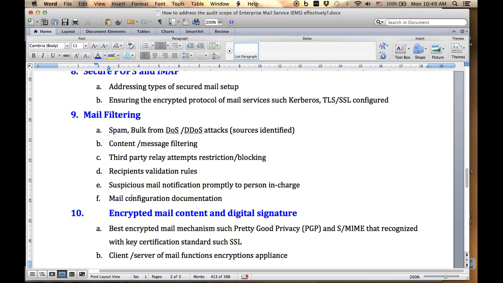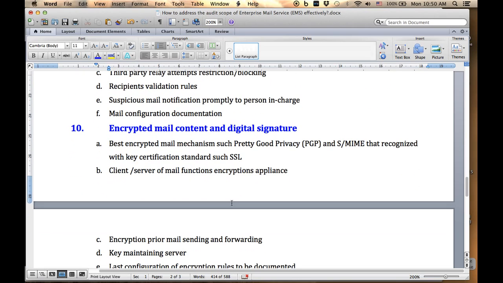The next is mail configuration documentation. After they configure all activities, the auditor needs to obtain the documentation for the configuration. Where does the historical record come from? What is the version control of the documentation? So all configuration needs to be documented.